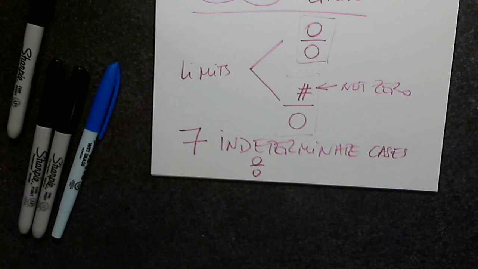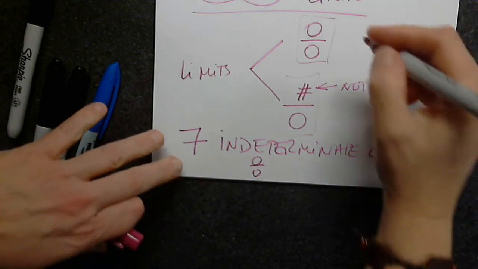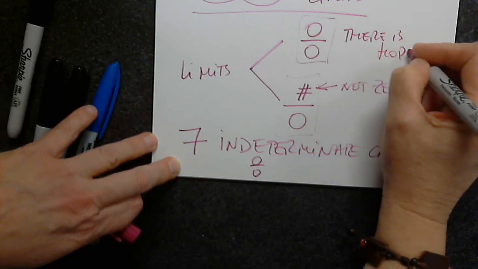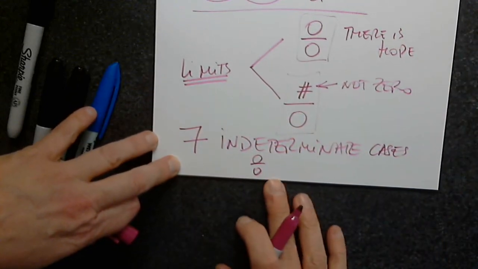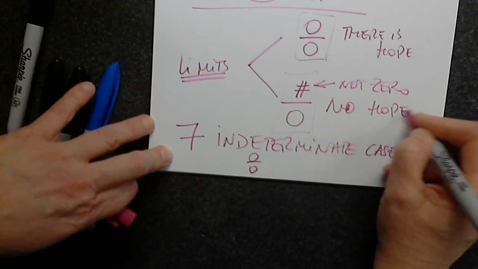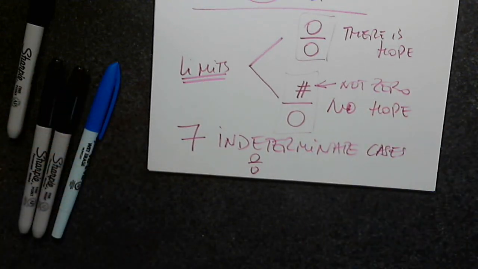The undefined case is dead. There's no hope that the limit exists here, ever. But this one has hope. So the indeterminate case, because we have no idea what to expect, it has hope. So there is hope that the limit exists. This one, never, no hope. The limit will never exist in this situation.